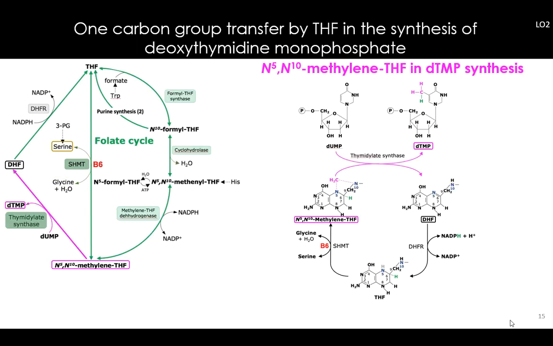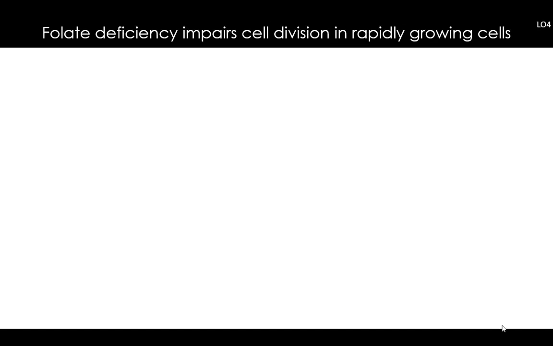Because this conversion of serine to glycine is readily reversible, glycine can be reconverted to serine by drawing carbon from the 1-carbon pool. 1-carbon group transfer by THF is also essential for the synthesis of deoxythymidine monophosphate, as shown by the pink arrow at left and in more detail at right. N5,N10-methylene-THF is converted to DHF during the methylation of dUMP to dTMP, and this illustrates how folate is absolutely required for DNA synthesis.